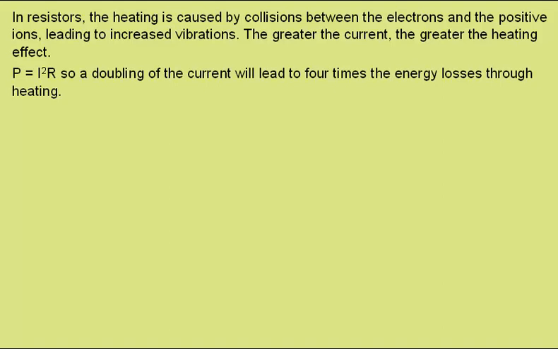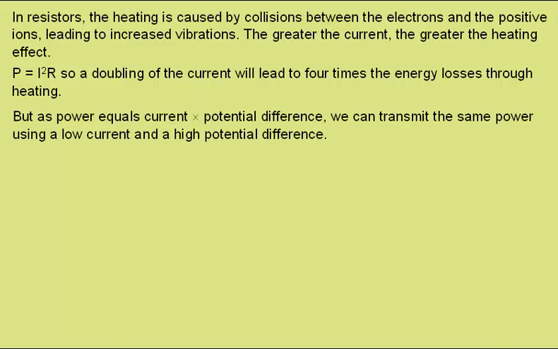Now, electrical power is equal to current squared multiplied by resistance, and so a doubling of the current will lead to 4 times the energy losses through heating. But as power is also equal to current multiplied by potential difference, we can transmit the same power using a low current and a high potential difference.